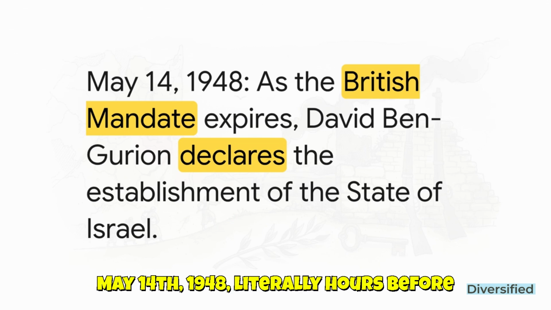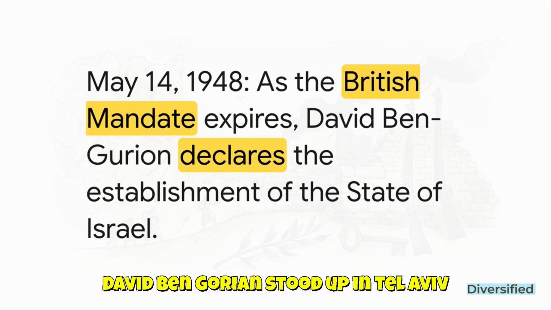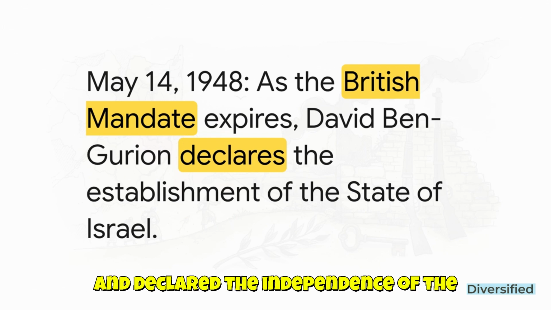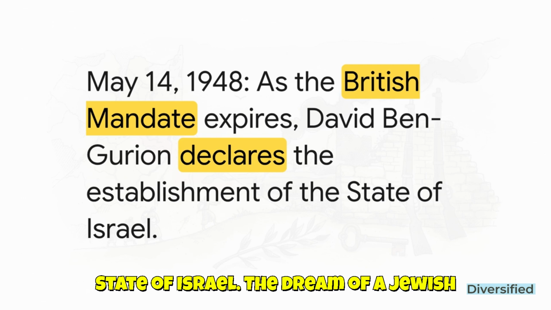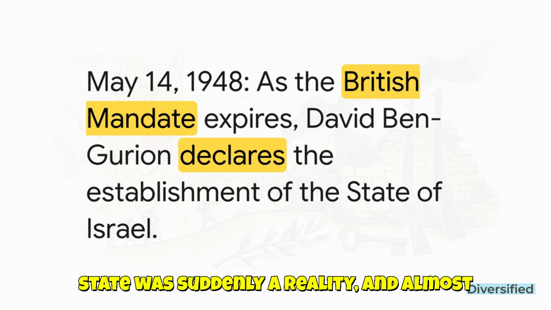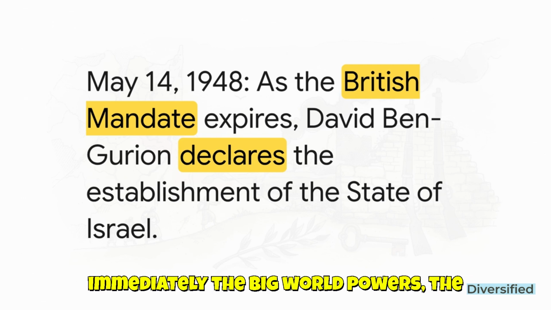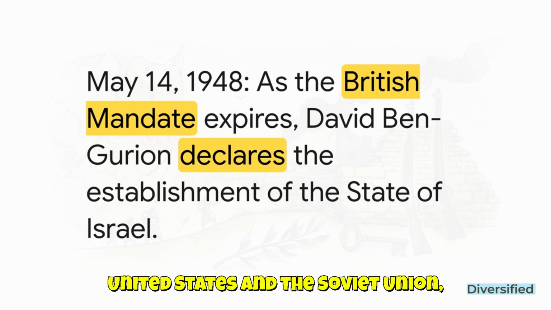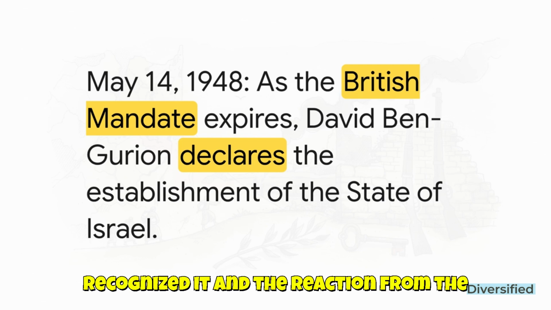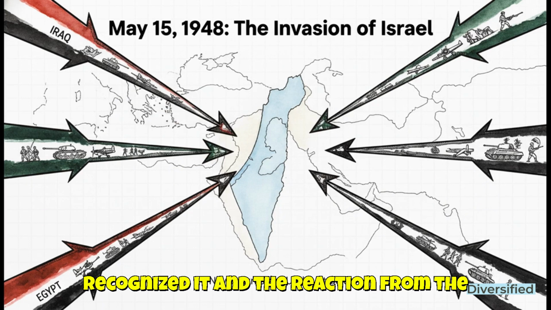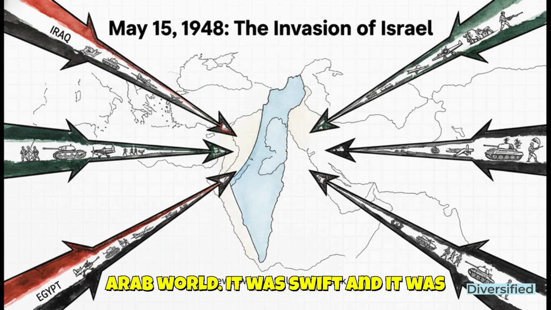Literally hours before the British mandate officially ended, David Ben-Gurion stood up in Tel Aviv and declared the independence of the State of Israel. The dream of a Jewish state was suddenly a reality. And almost immediately, the big world powers, the United States and the Soviet Union, recognized it. And the reaction from the Arab world?